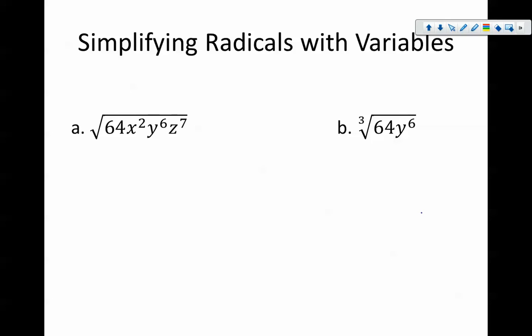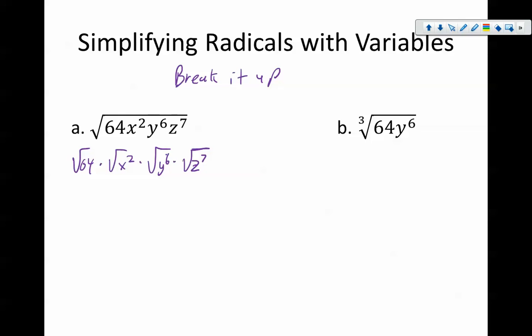So now we're not just going to simplify numbers on the inside, we're also going to simplify any variables that are on the inside. So one thing that I want to point out is the best thing to do here is to break it up. We want to look at things individually, right? Root 64 x squared y to the 6th z to the 7th, we're going to break that up into root 64 times root x squared times root y to the 6th times root z to the 7th. If I do them all individually, it's much easier to look at it.